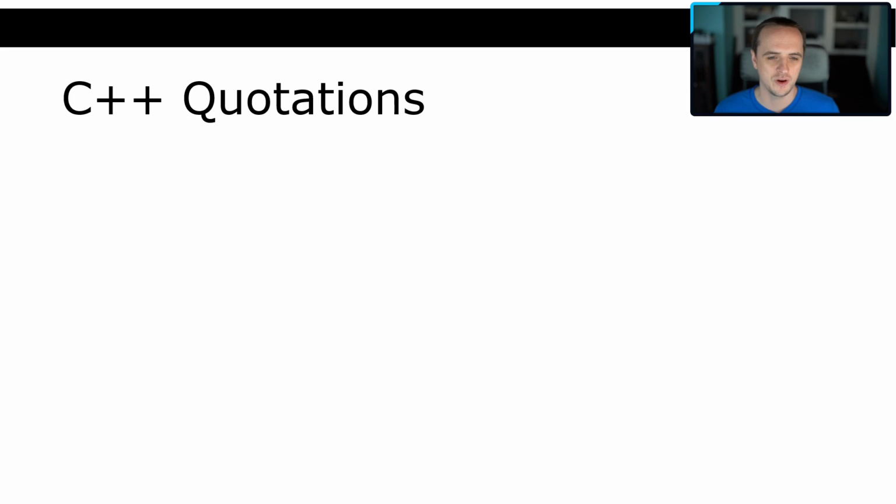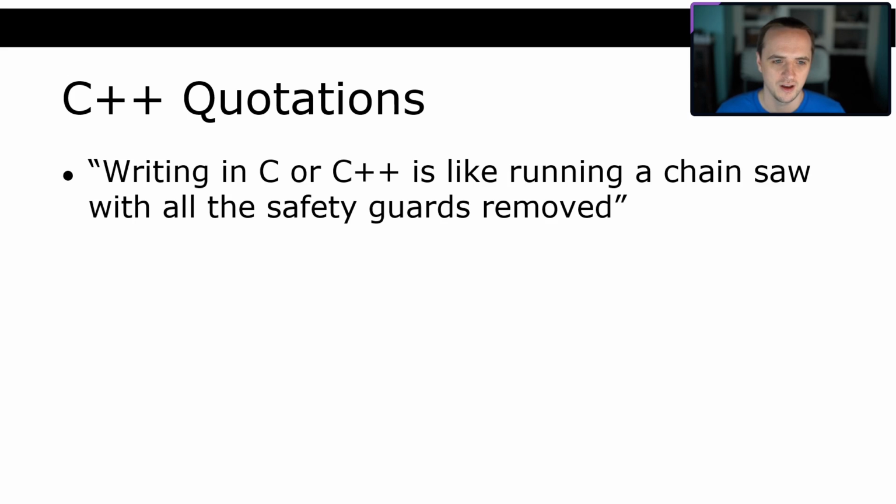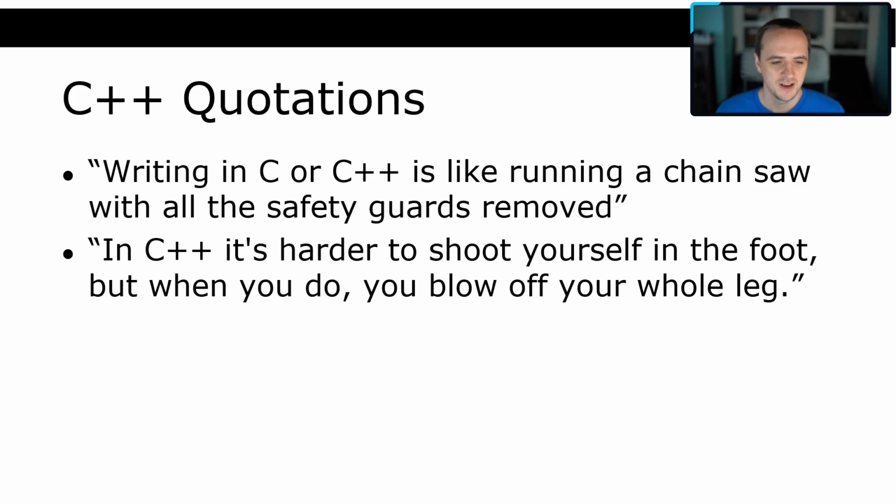I like to always share some quotations about C++ because, other than politics and religion, C++ is probably the most debated thing that I know of. So, some quotations about C++. Writing in C or C++ is like running a chainsaw with all the safety guards removed, right? So you can shoot yourself in the foot, but in C++, in comparison to C, it's harder to shoot yourself in the foot, but when you do, you blow your whole leg off, right? So C++ is a little bit safer than C, but if you do make a mistake, it can be pretty disastrous.